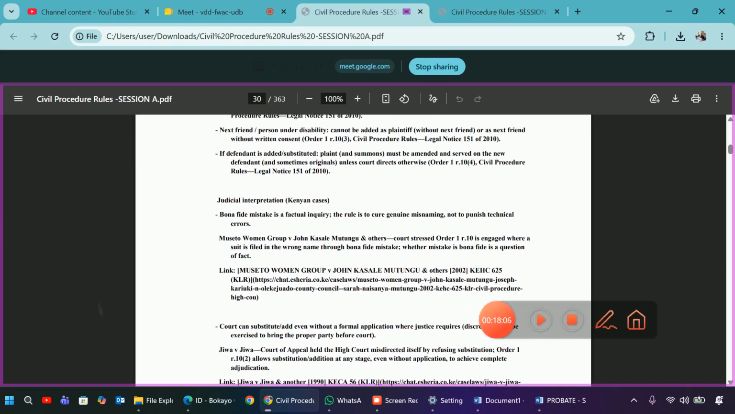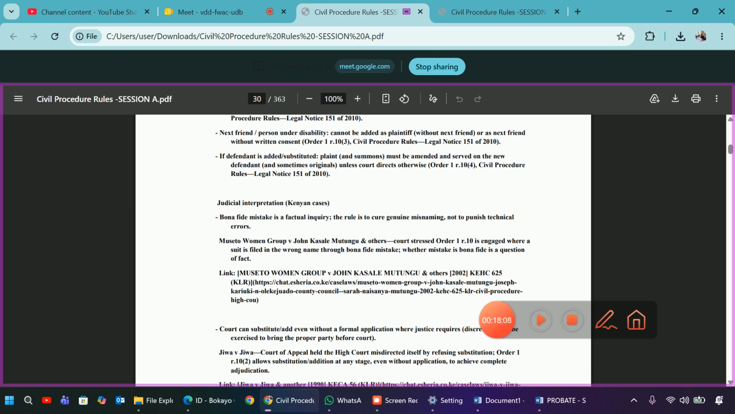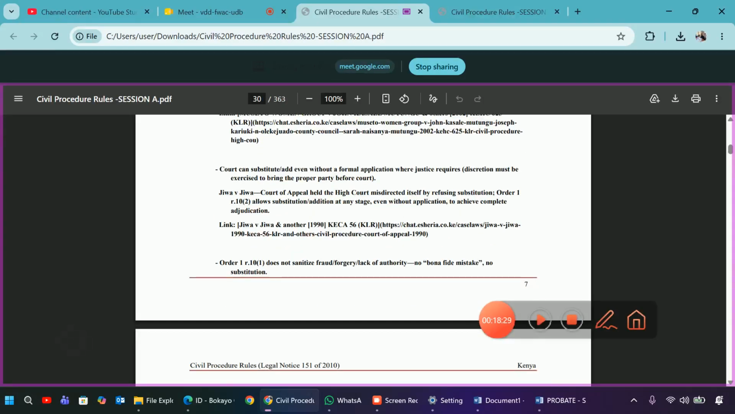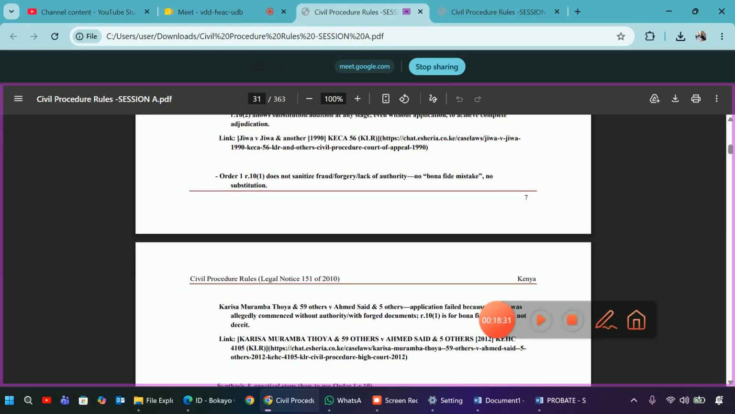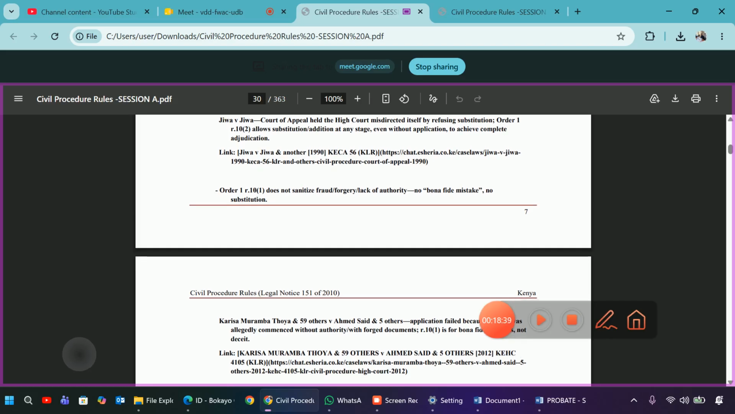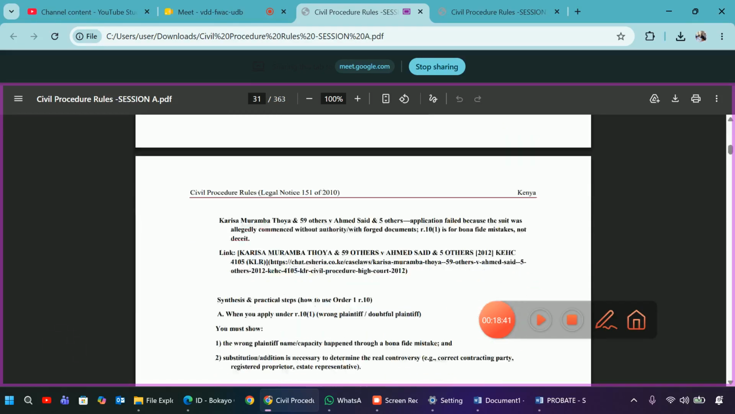So how have various courts interpreted this? Just briefly, because it is procedural. Bona fide mistake is a factual inquiry. The rule is to cure genuine misnaming, not to punish technical errors. Another key takeaway is that the court can substitute or add even without a formal application where justice requires, which tells you that this discretion must be exercised to bring the proper party before the court. Order 1, Rule 10 does not sanitize fraud, forgery, or lack of authority. No bona fide mistake, no substitution.